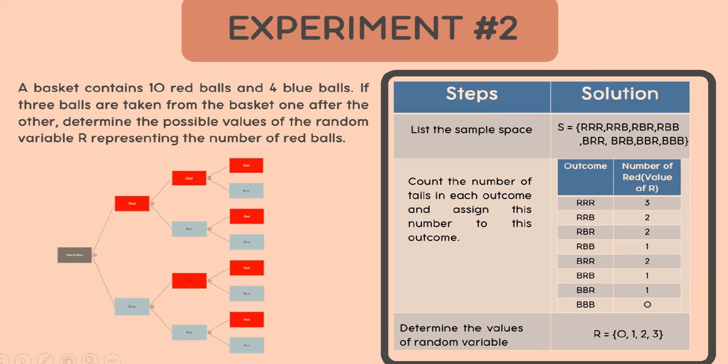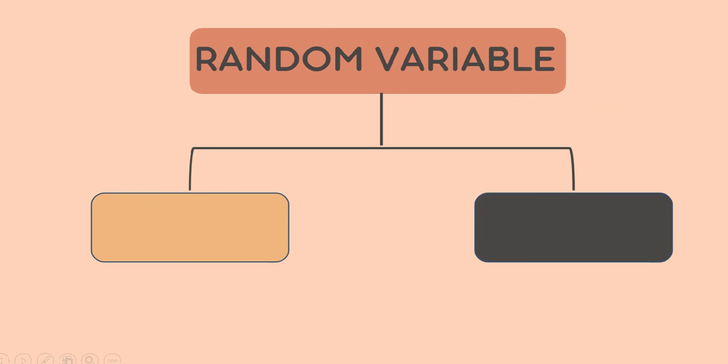The possible values of red ball can be 0, 1, 2, and 3. So a random variable can be discrete or continuous.